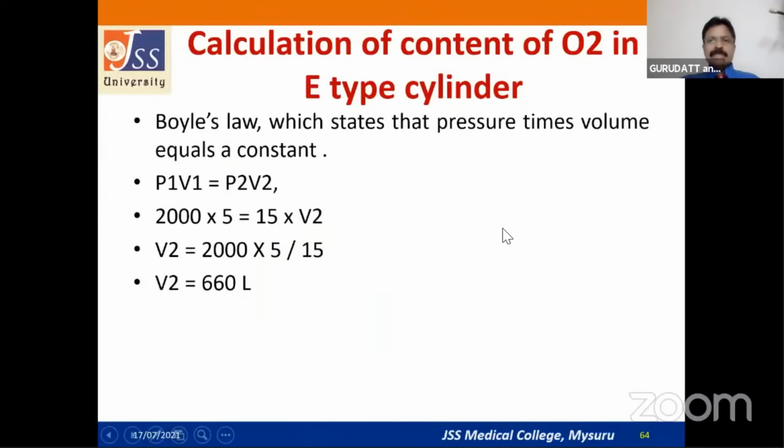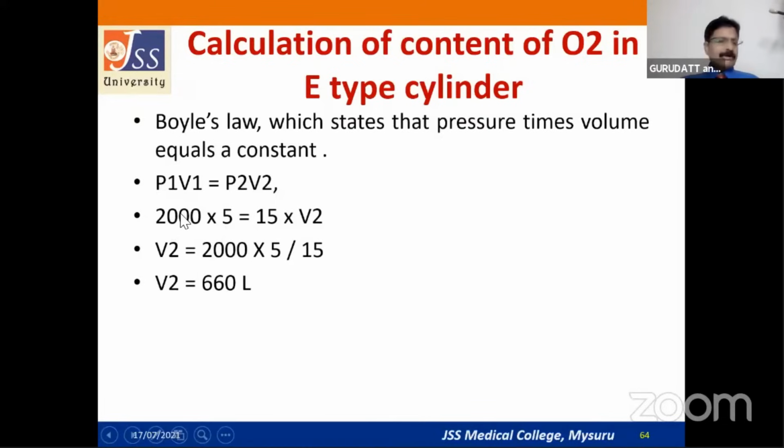So coming to the contents, this is another question that is asked. Based on the pressure, how do you know how much oxygen is there? This is Boyle's law, which you'll have to use. Most students usually answer this because Boyle's law says that pressure and volume are inversely proportional to each other at constant temperature. So you can write it down as P1 V1 = P2 V2.